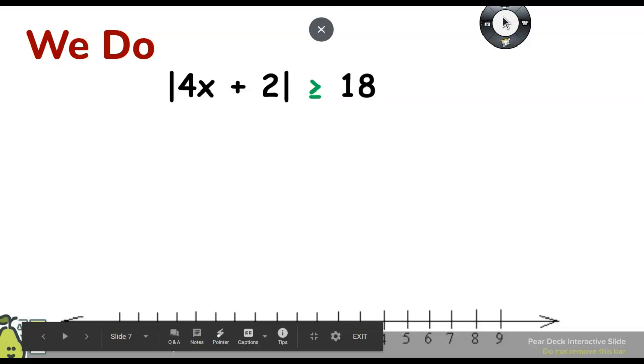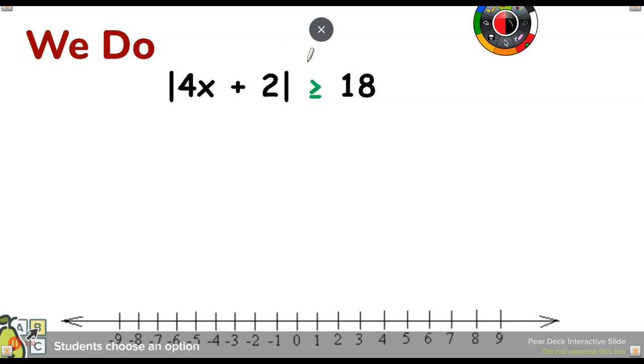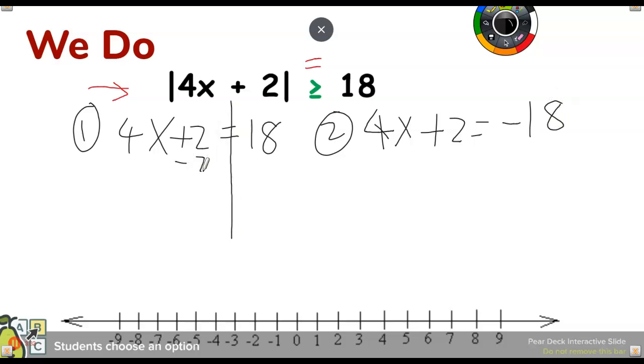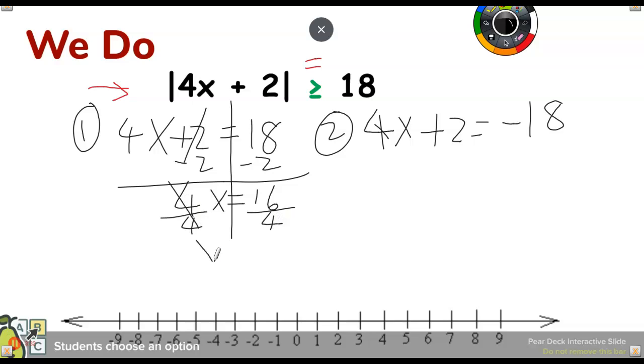Next example. First, see it as an equal sign and solve the equation. So this is a clean equation. So from the beginning, you're going to turn it into two little equations. First one is the inside equals +18. Second one is the inside equals -18. And solve these two little equations by subtracting 2, then dividing by 4. So I have one solution, which is 4.